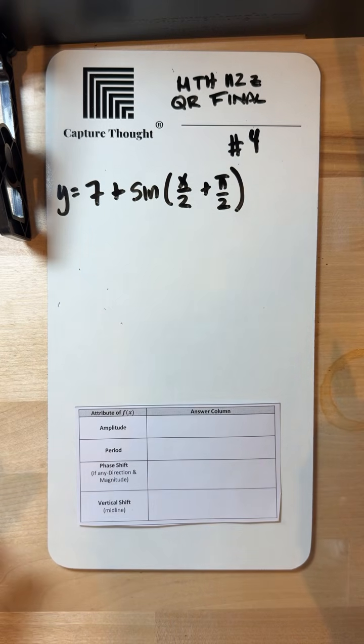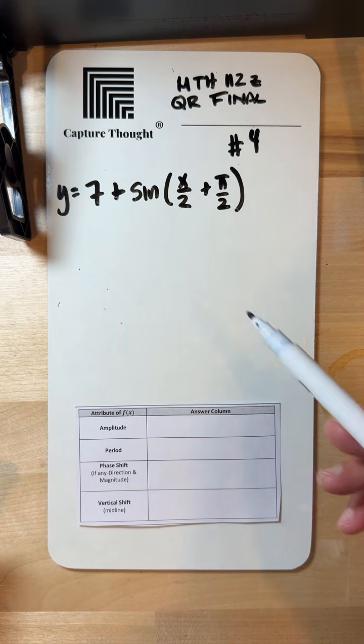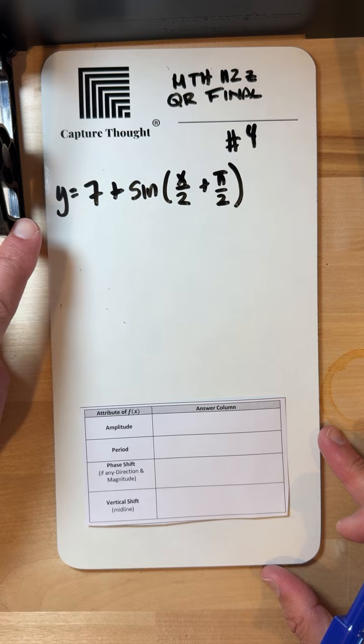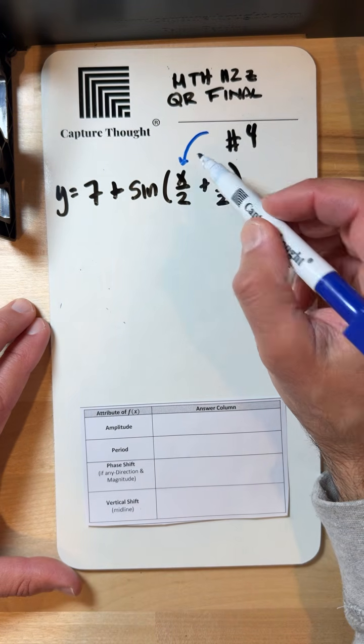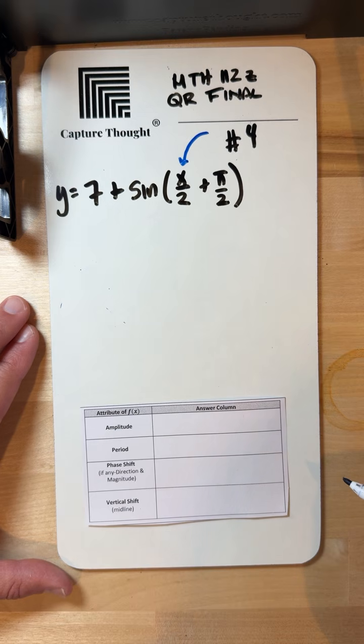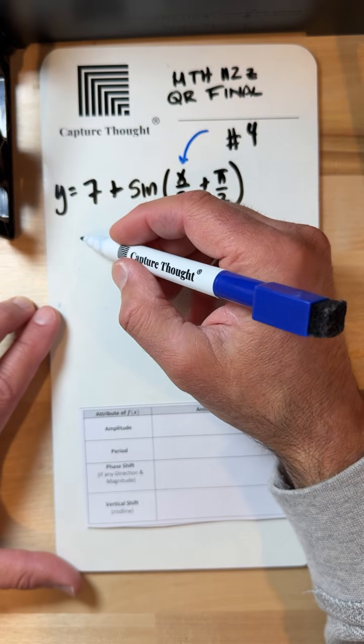All right, number 4 on the review is similar. Again, here's some information, and then fill out the boxes together. So you're going to notice right away that this x on the inside of your argument is not by itself. So I would highly recommend that you rewrite this as your first step.